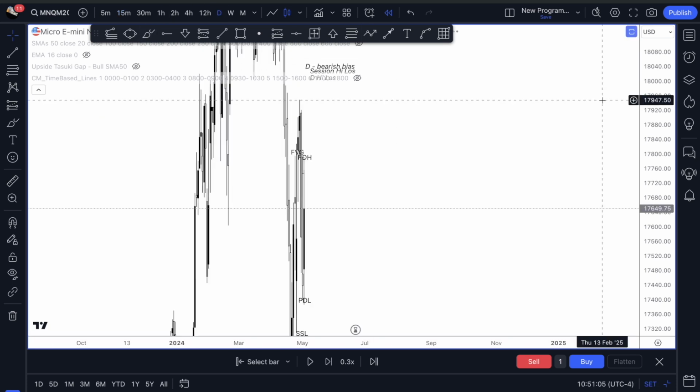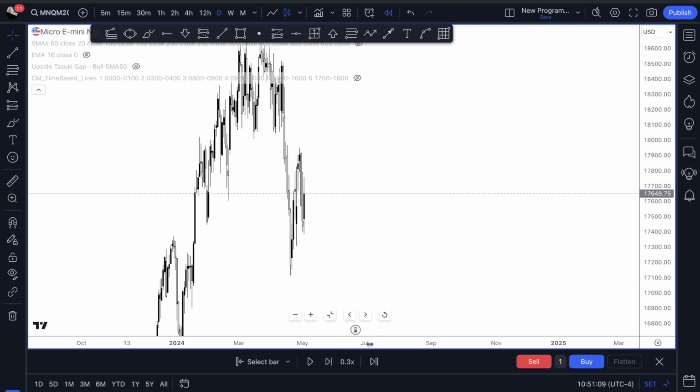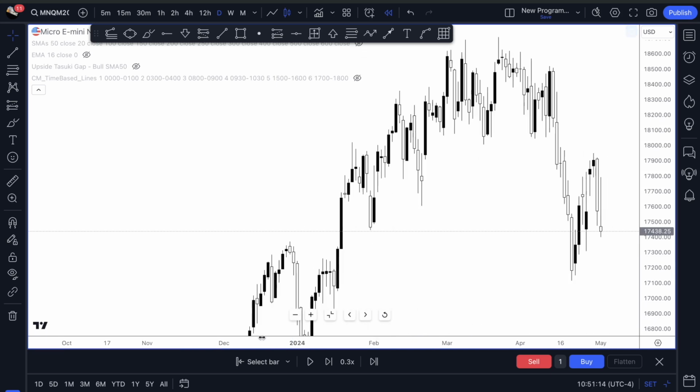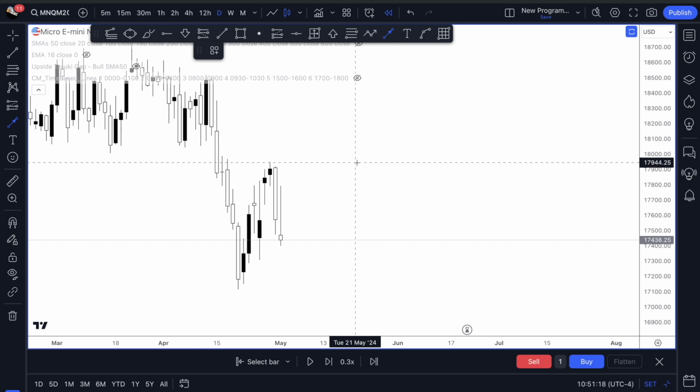Now, as always, we're going to start off on the daily time frame, and we're going to be marking off our bias, starting on the daily time frame, if it can give it to us. When I'm looking at the daily time frame quickly, I look at the previous couple of days' candles.